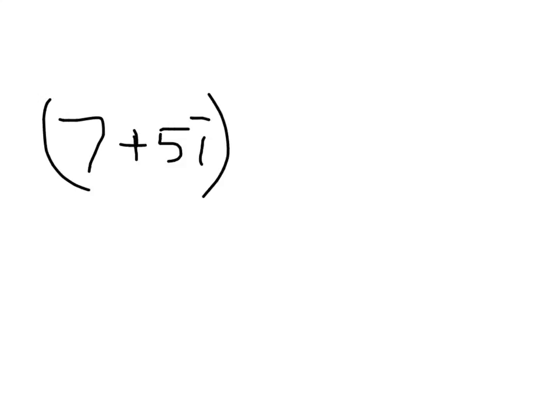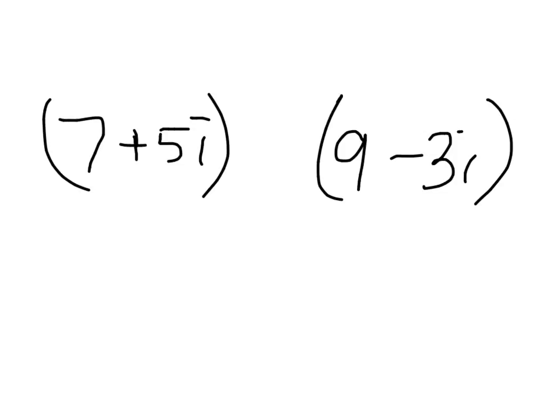Then, let's see. Sarah, would you give me a number? 7. Bryce, give me a number. 5 plus 5i. Owen, would you give me another number? 9. And then, Maddie, would you give me another? Negative 3i.